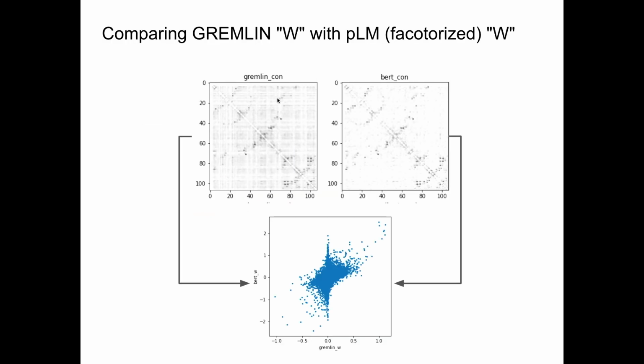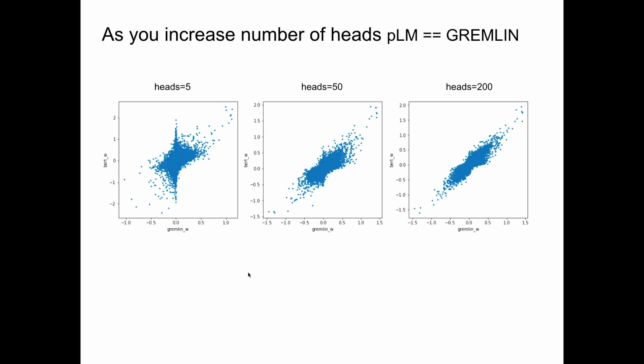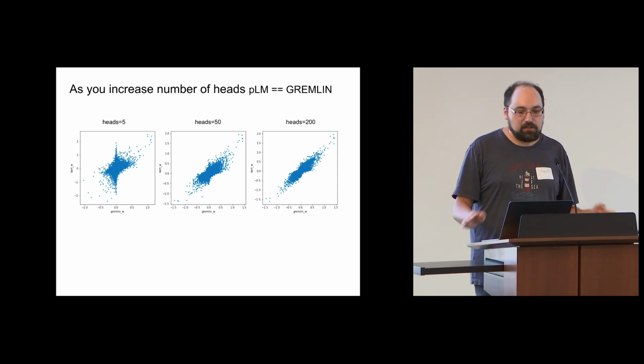Here I'm comparing this W matrix that we get from Gremlin with this W matrix that we could pull out of a protein language model. What we find is that as you increase the number of heads, those parameters become more and more equal, which mathematically kind of makes sense, but it's cool to see. If you make heads the largest possible amount, which in this case would be 400 values, then they should essentially start equaling each other.